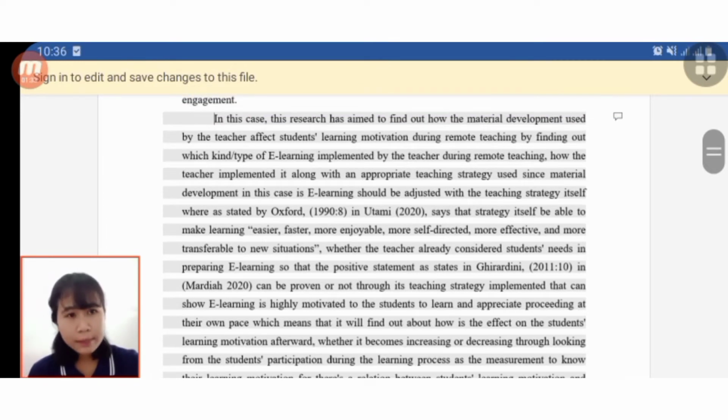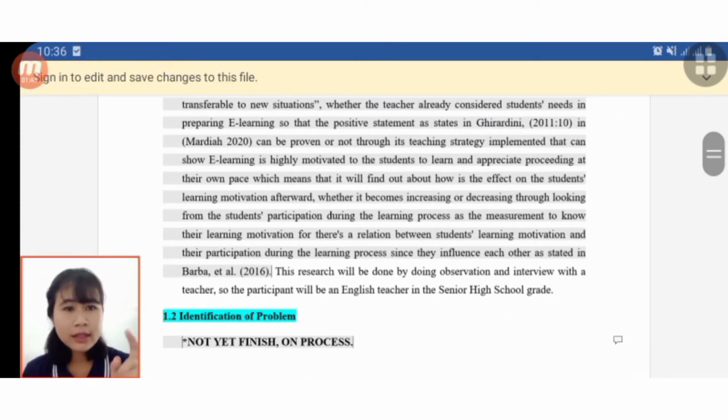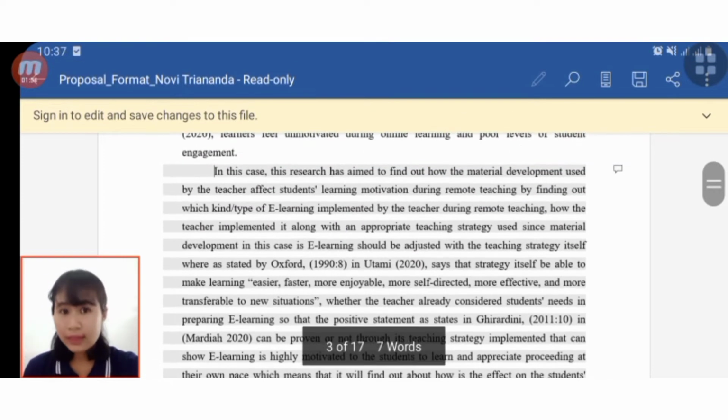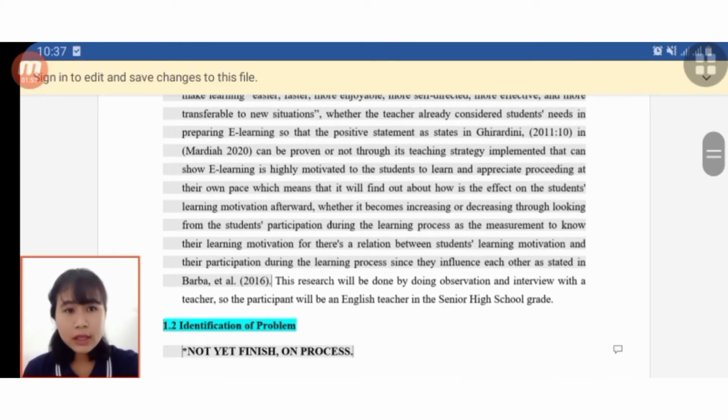The same case also happened in this sentence. In this case, this research has aimed to find out how the material development used by the teacher affect, and so on, until Barba et al. 2016. I found that this is one sentence, from this case until Barba et al. 2016.